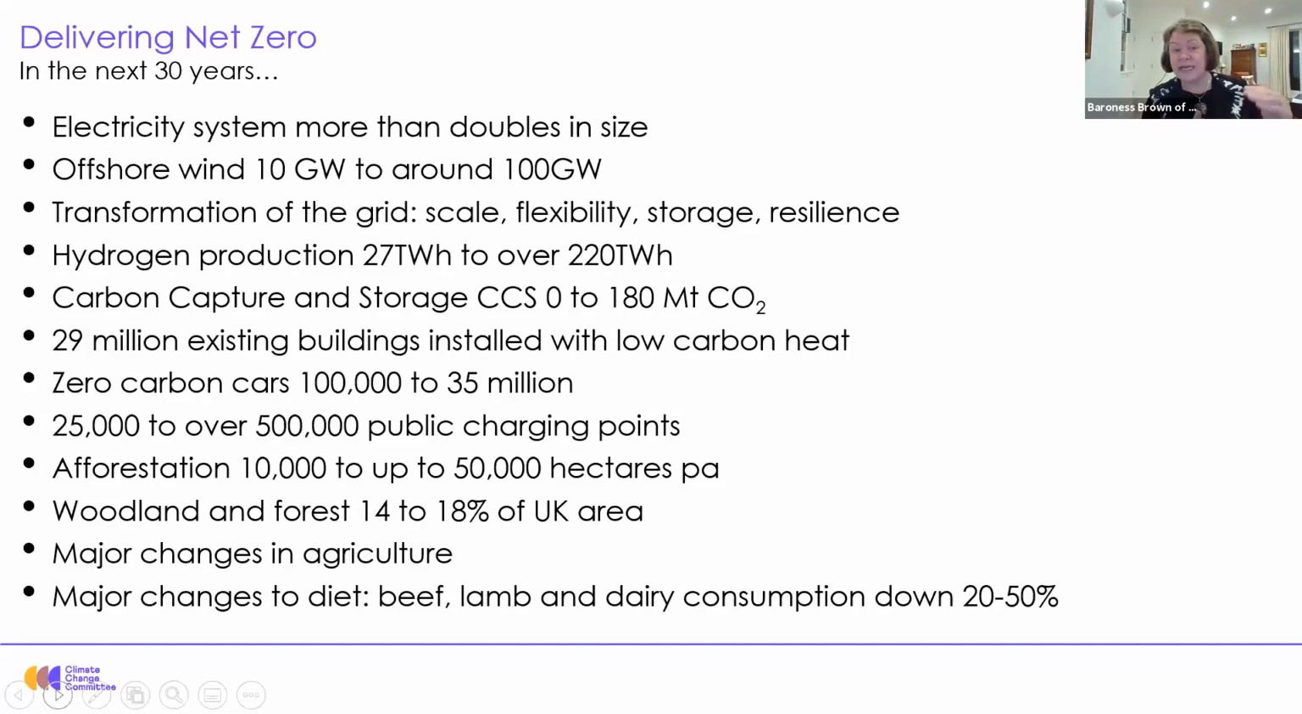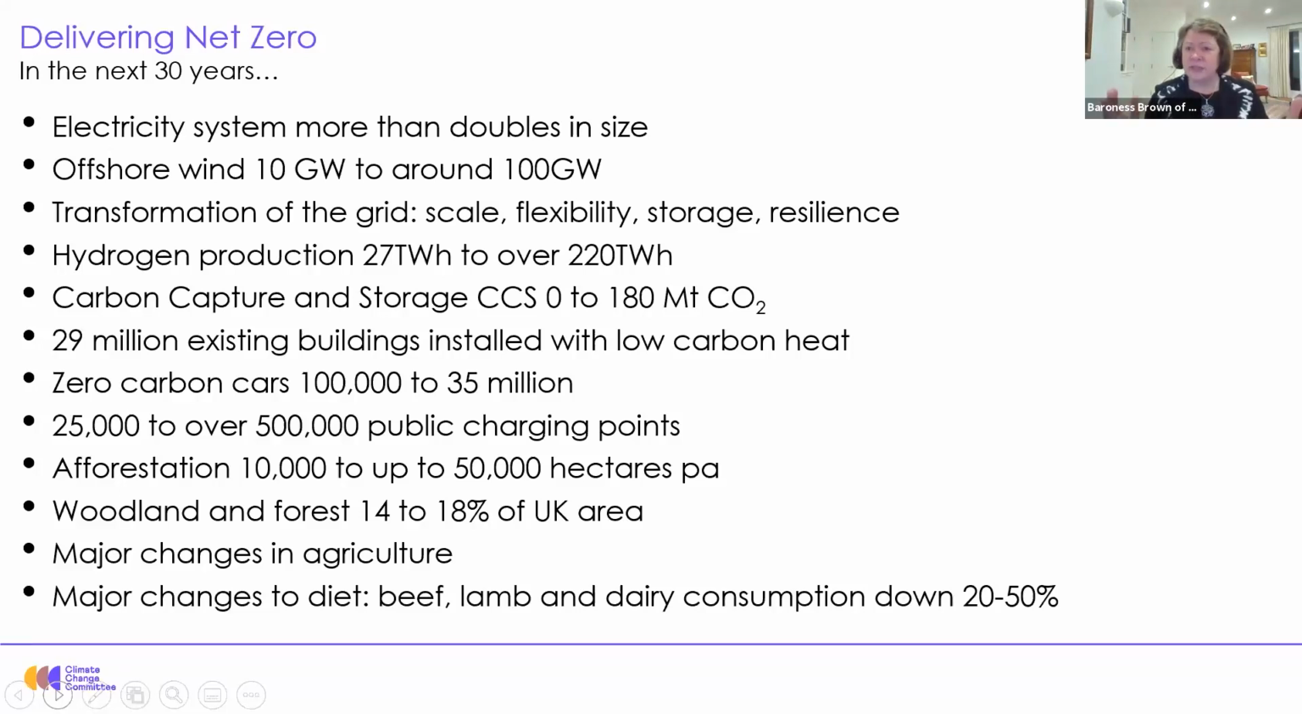In order to get that net part of the zero, we've got to have lots of carbon sequestration. So we've got to increase the rate of forest and woodland creation by a factor of 5, and take the area of woodland and forest in the UK up to about 18%. We'll still be the lowest in Europe, I think, but it'll be a lot more than we have today. And that will require really significant changes in agriculture and indeed changes to our diet to make space for all of that new woodland and forest that we're going to need to create.